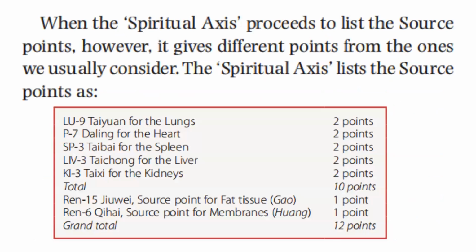When the Spiritual Axis proceeds to list the source points, it gives different points from the ones we usually consider. The Spiritual Axis lists the source points as Lung 9, Taiyuan for the lungs, 2 points, Pericardium 7 for the heart, 2 points, Spleen 3 for the spleen, 2 points, Liver 3 for the liver, 2 points, Kidney 3 for the kidneys, 2 points, total of 10 points. Plus, we have the additional REN15 source point for fat tissue, 1 point. REN6, Qihai, source point for membranes, 1 point. So we have a grand total of 12 points.